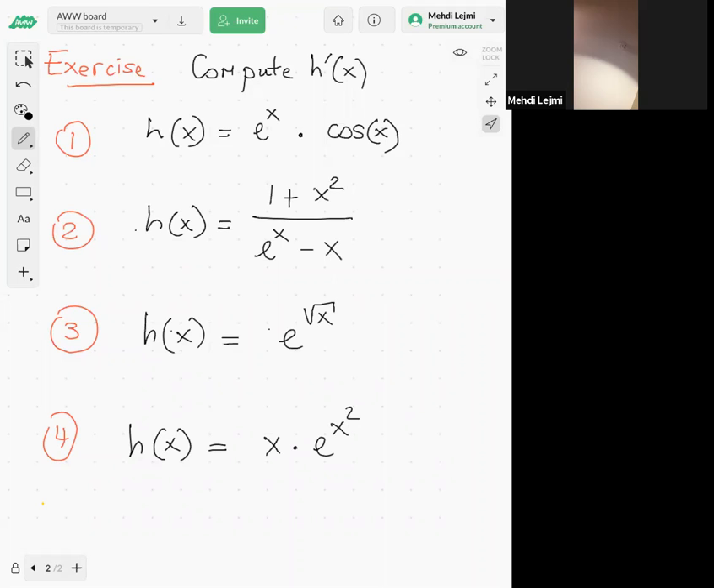Okay, guys. So now you know the derivative of exponential. You know derivative of the trig functions. You know how to compute derivative of quotient, of product. So we have all the ingredients to compute the derivative of these functions h of x. Let's say you have 10 minutes to compute the derivative of h of x. Please let me know if you need any help or you have any question. Just let me know.